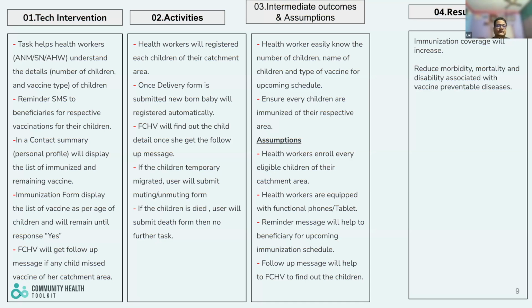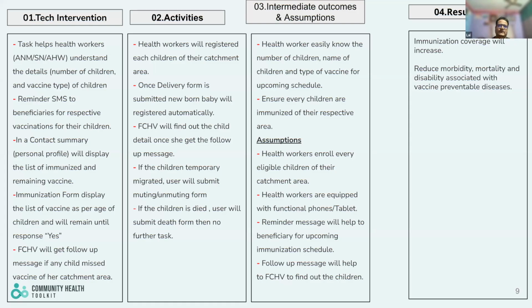And the form is designed that way. It shows only the list of vaccines as per the age of the child, and once it is marked, it is not shown again. So we also take care of the users' time and human error. Also, community health workers get a list of follow-up messages, so they can find the children in a community who missed the vaccines and send them back to the health facility for immunization activities.